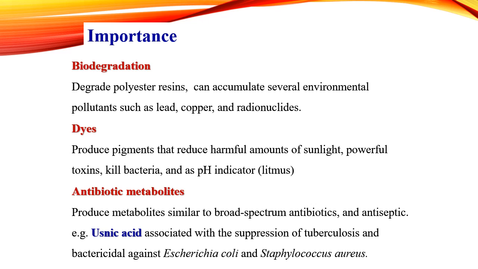Some metabolites have antibiotic activity with broad spectrum antibiotic effect and antiseptic. An example of this is usnic acid, associated with suppression of tuberculosis and with bactericidal activity against Escherichia coli and Staphylococcus aureus.